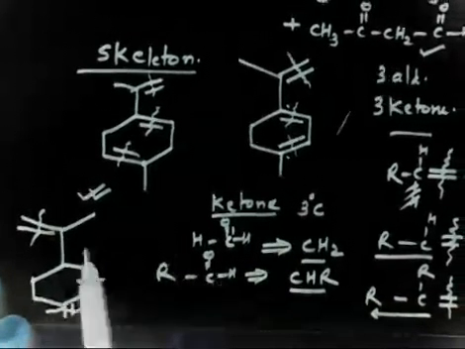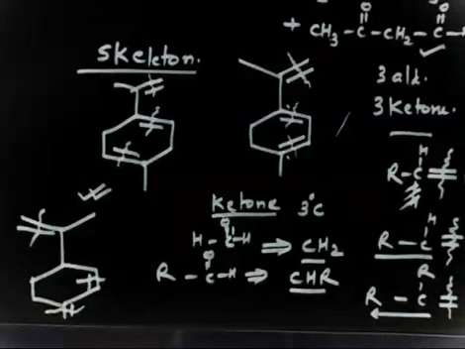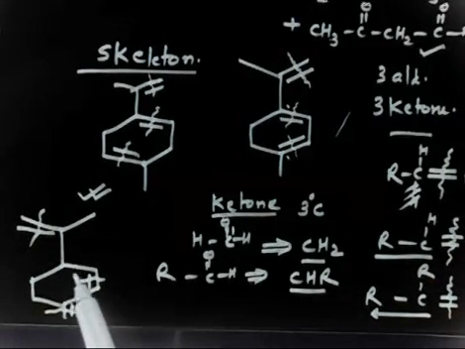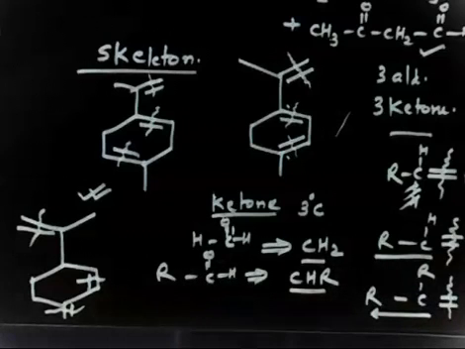You can try another one: you can put a double bond here, you put a double bond here, you put a double bond here, you try and just do ozonolysis, see whether the product you are getting or not. You can try more. You put one double bond here, one double bond here, one double bond here, and then you see whether the product you are getting or not. That is a hit and trial method. That is also a good method.